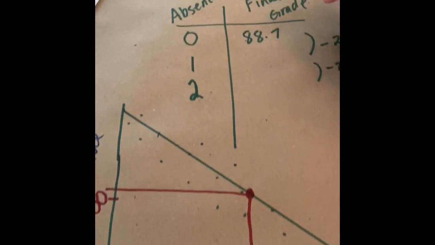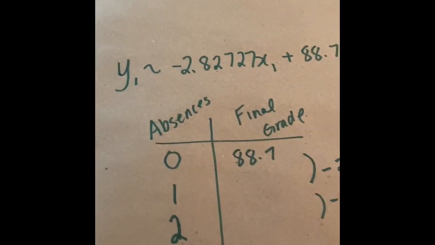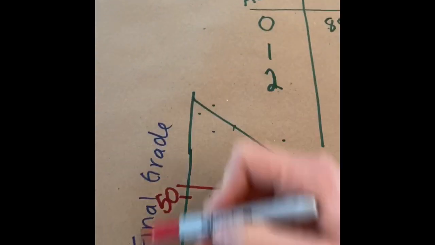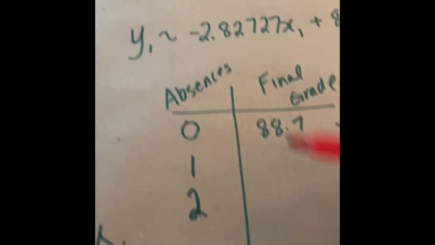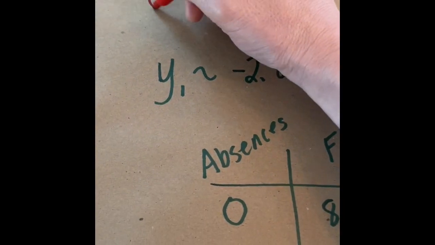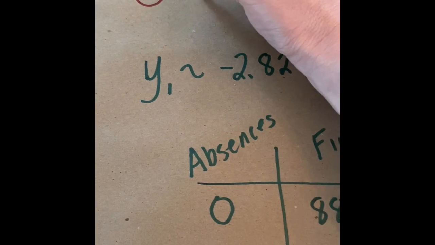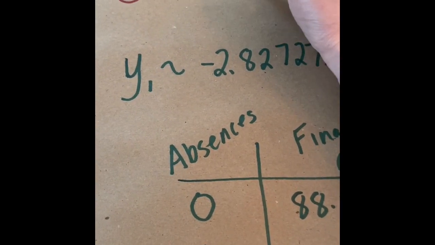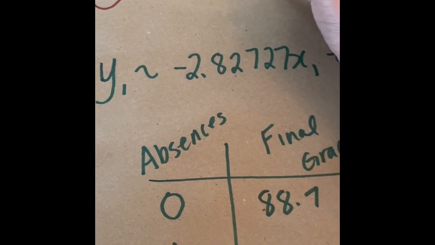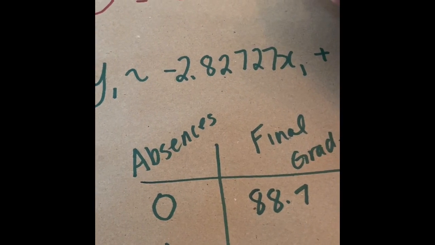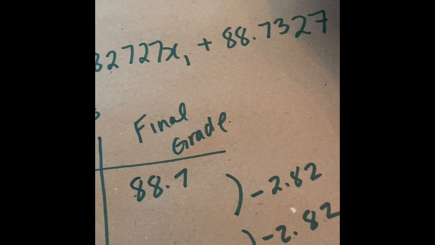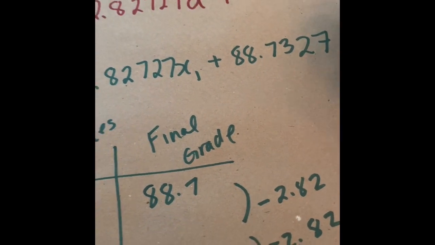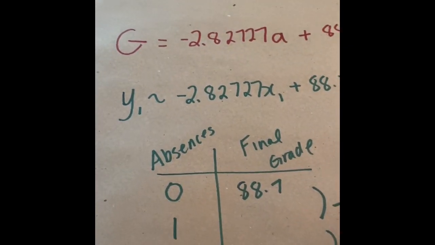Let's go back to our equation here. Okay, so the equation, that's the Y, that's the final grade. The X, that's the absences. So let's write this again. Let's say our grade is equal to minus 2.82727 every absence, and it starts at 88.7327.